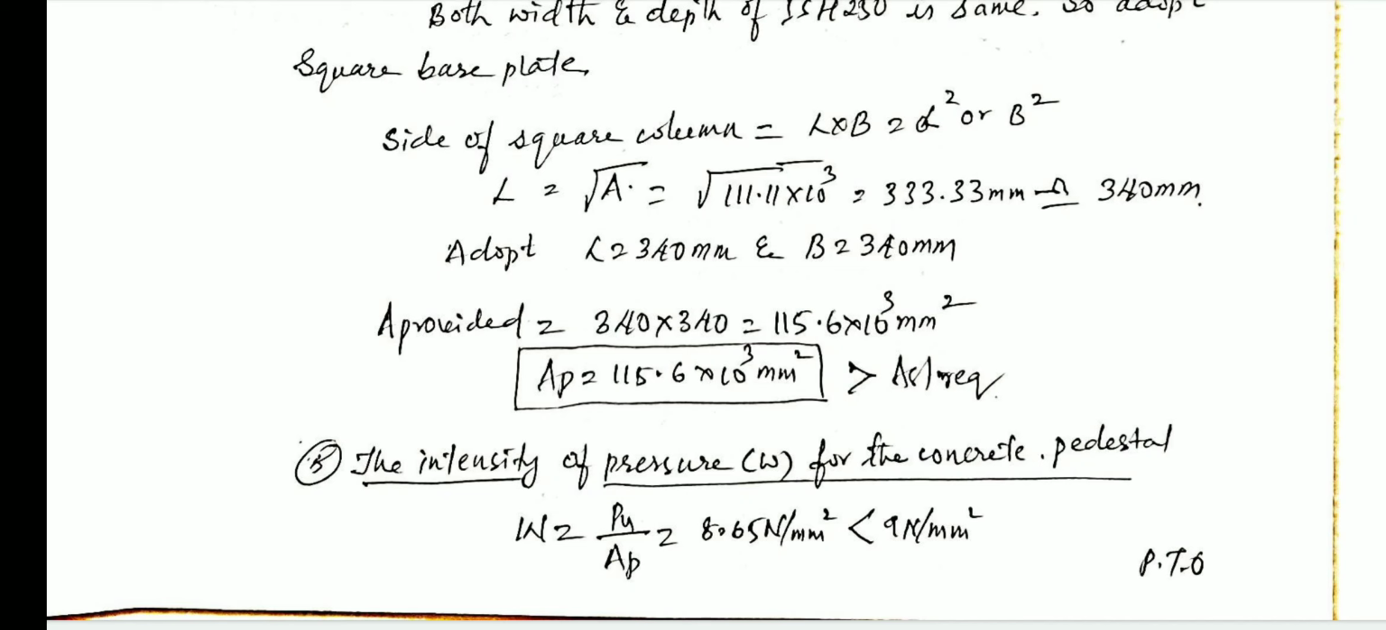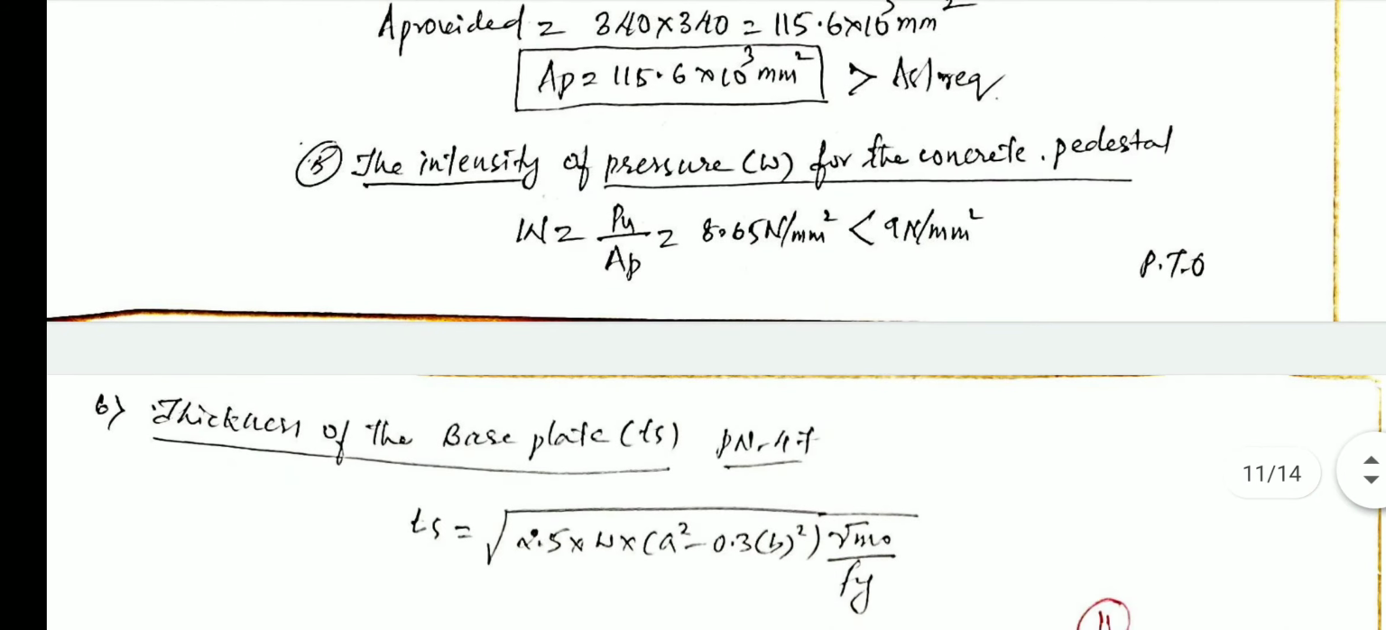Once you get this, then you have to calculate the intensity of the pressure, that is W. We already discussed: W is the intensity of the pressure, given by W equals factored load divided by area provided. So you get the value. This value should always be less than the bearing strength of the concrete, then only will the load be distributed without failure.